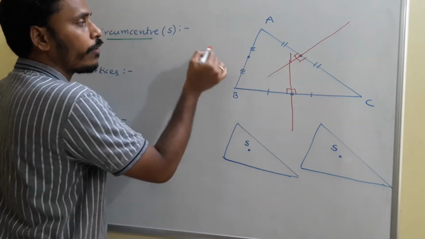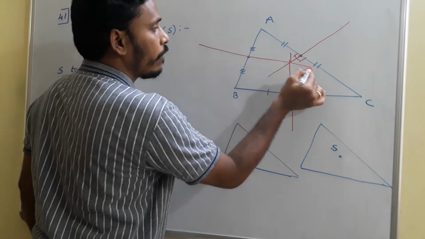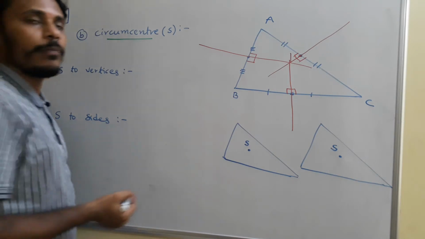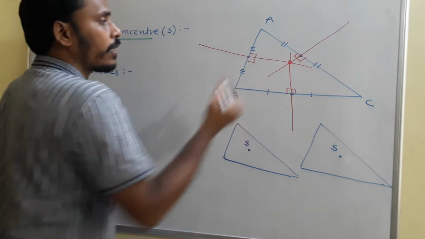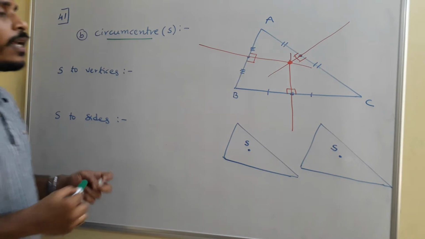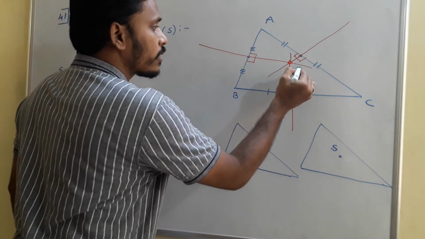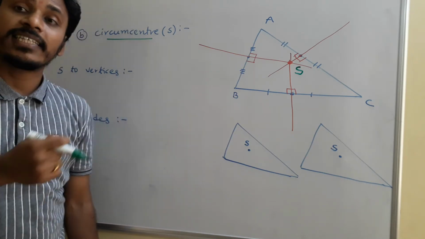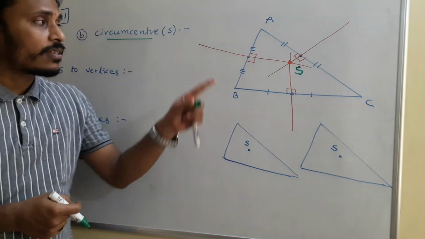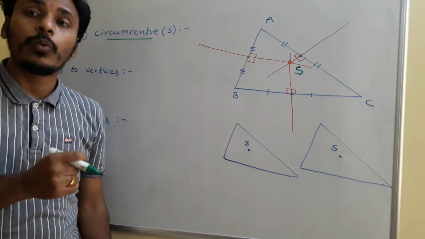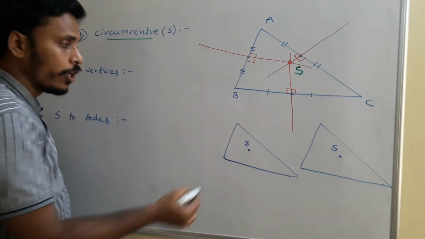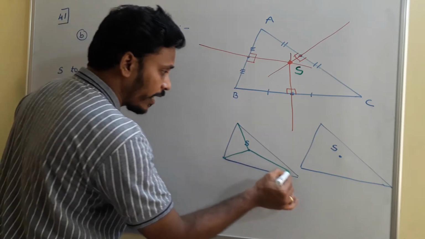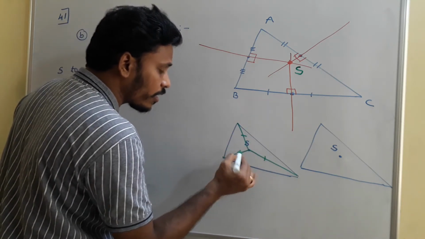And this is the midpoint of AB. Through this midpoint of AB we need to draw a perpendicular, and it is the perpendicular bisector of AB. And these three perpendicular bisectors will meet at a point, and that point is termed the circumcenter, denoted by the letter S. And as I mentioned in previous cases, the circumcenter is equidistant from the vertices. So if this is the circumcenter and you join SA, SB, SC, all these distances are equal.